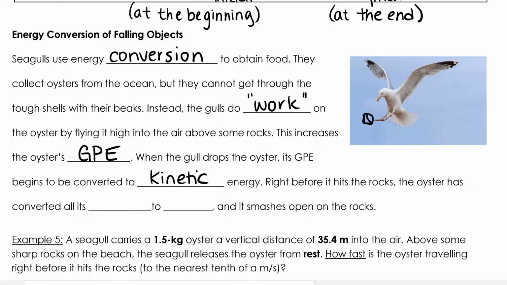If the seagull lets go right here, that oyster is going to fall quickly towards the sharp rocks down below, gaining kinetic energy as it falls.